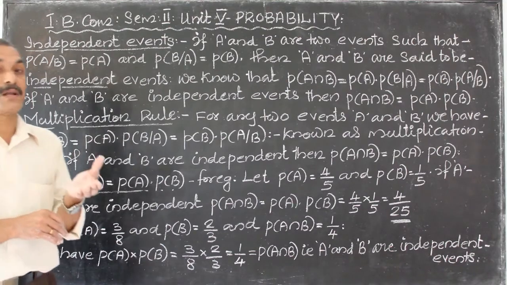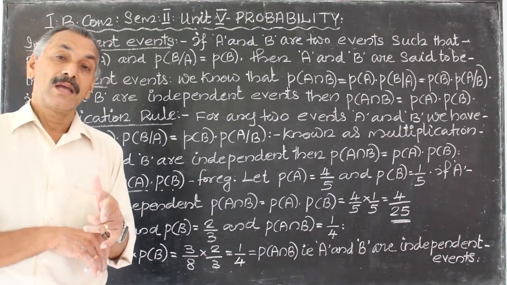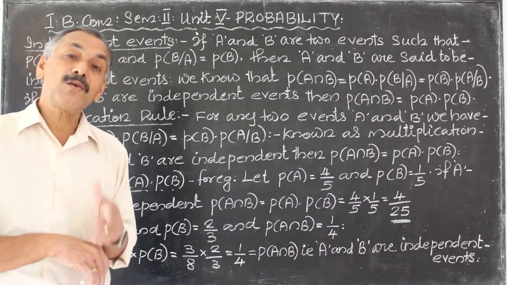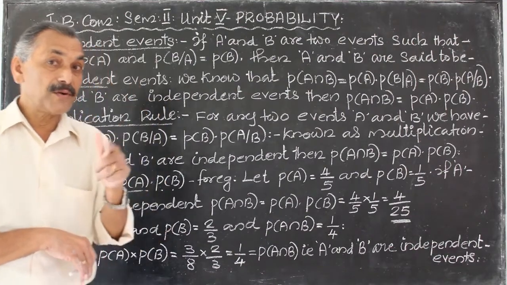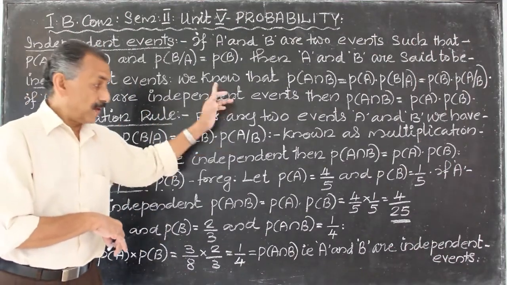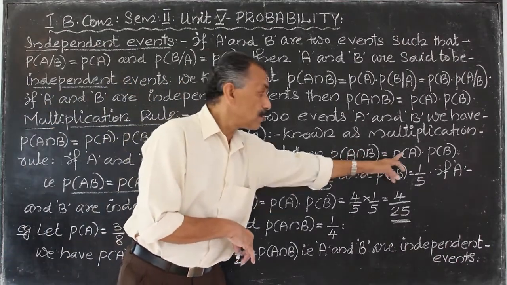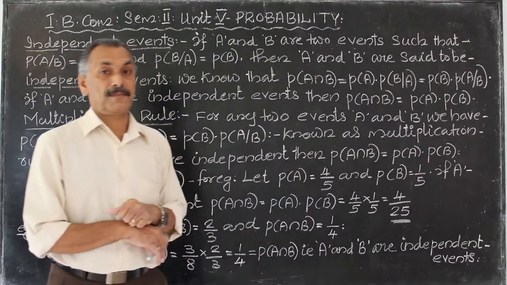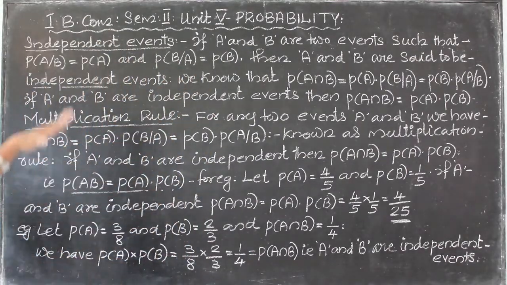A and B both occurring is a probability. Now A or B is the addition rule: probability of A or B is equal to P of A plus P of B minus P of A intersection B. The probability of both A and B, A intersection B, is as given. If A and B are independent, then probability of both A and B is equal to P of A into P of B.